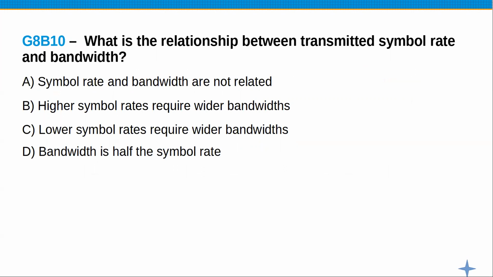So what is the relationship between transmitted symbol rate and bandwidth? Symbol rate, less. The one in the previous chart, PACTOR, was very wide bandwidth, but it has a very high symbol rate, which is why.